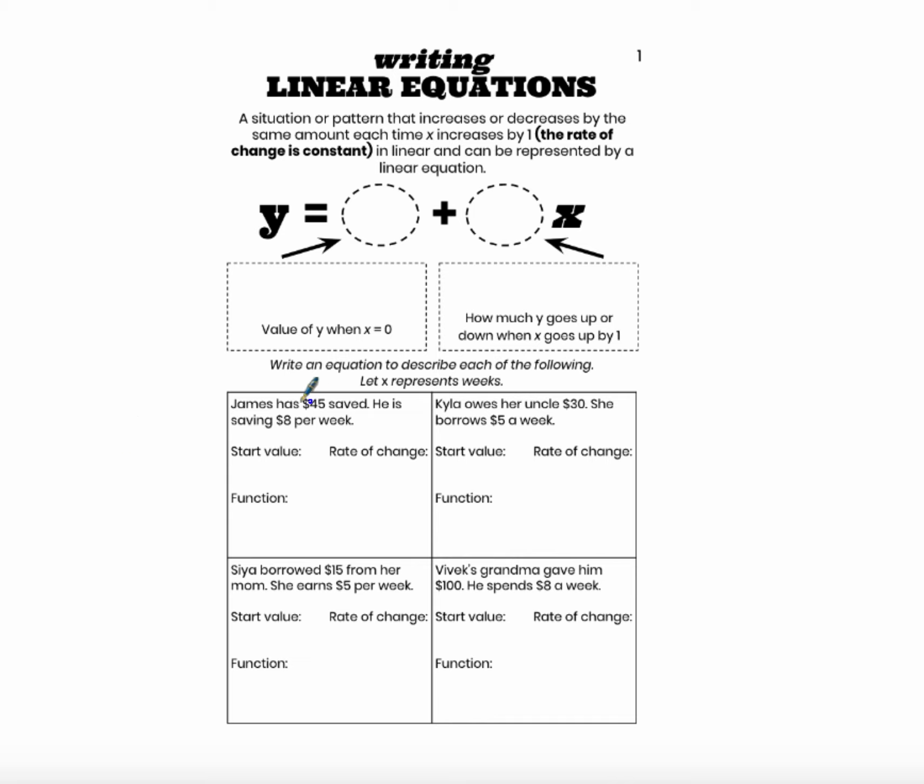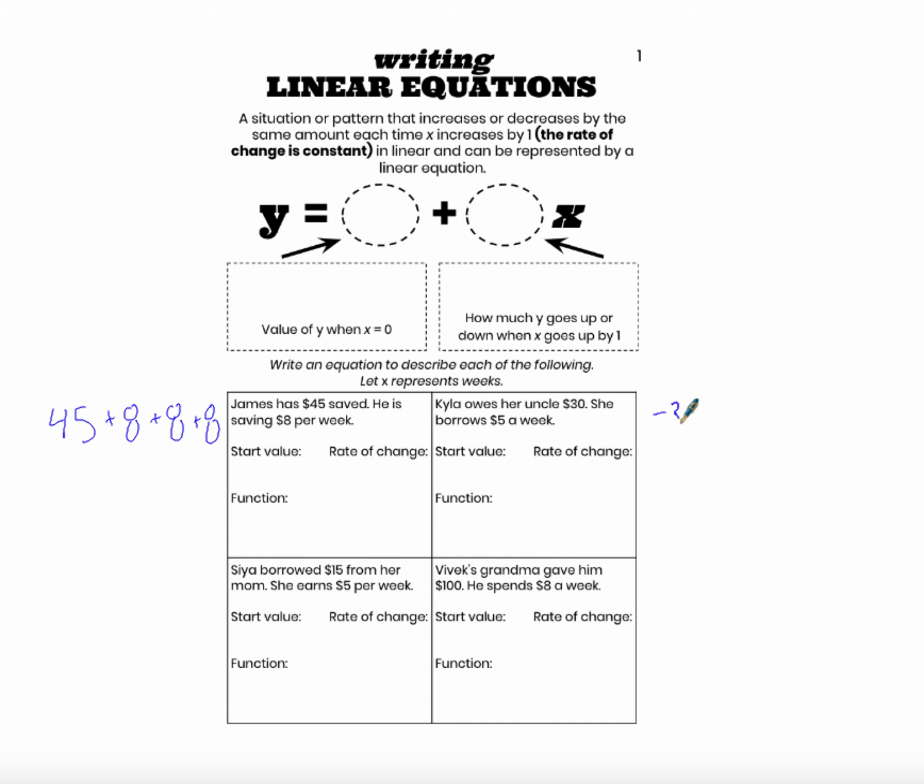So looking at some examples, we have James with $45, and he is saving $8 per week. That means he starts with $45, and after 1 week he has $45 plus $8. And then he saves $8 the next week, plus 8, the next week plus 8. So we're exhibiting a constant rate of change. We're adding 8, adding 8, adding 8.